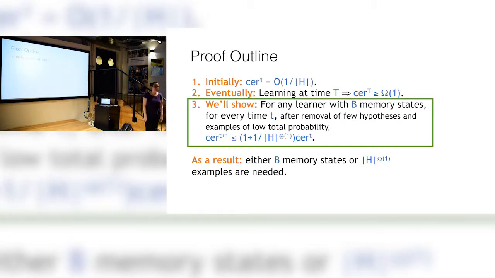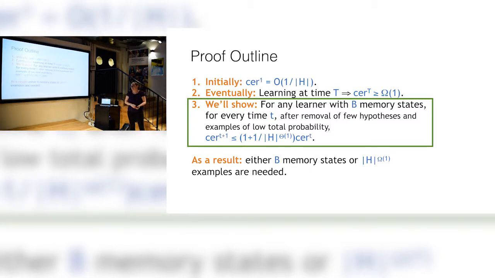This is our main notion, and I want to show you how we use it. At the beginning, before the learning algorithm got any examples, the certainty is extremely low. It doesn't know what the correct answer is. But at the end, after the algorithm worked so hard to learn the correct hypothesis, the certainty must be huge. It must be some constant. What we will show is that the certainty cannot increase by much if the memory is bounded.